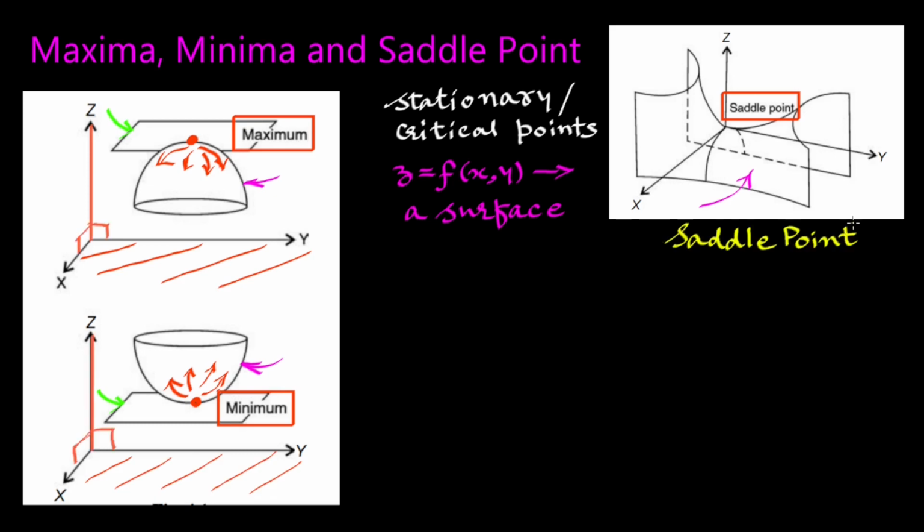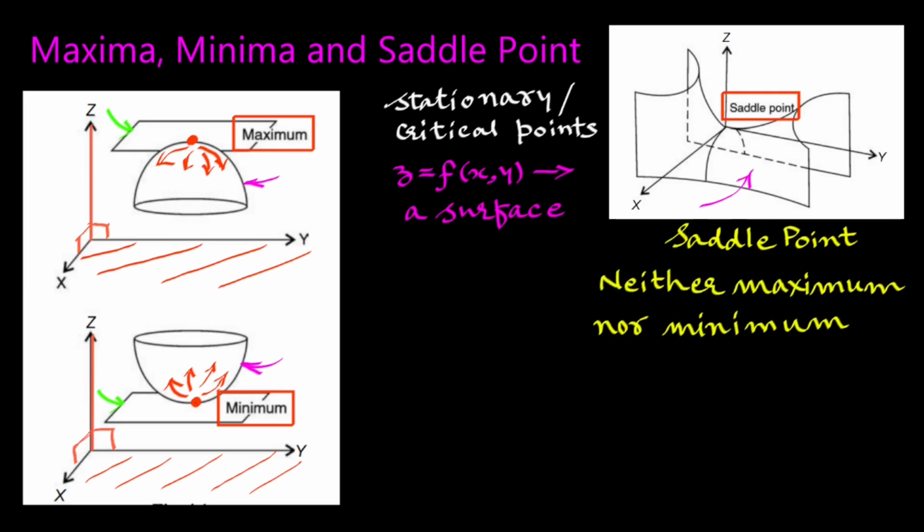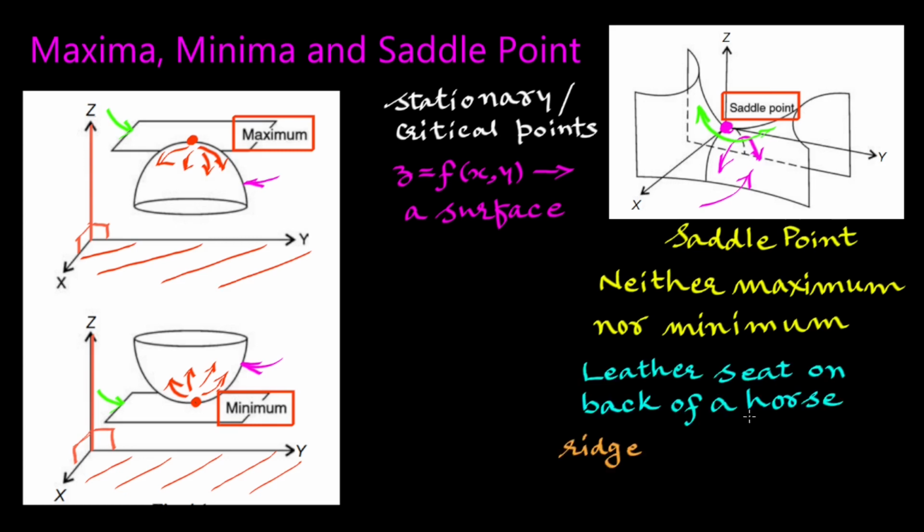Saddle point is a point where a function is neither maximum nor minimum. At such a point here, the function is maximum in one direction while minimum in another direction. Geometrically, such a surface looks like the leather seat on the back of a horse, forming a ridge rising in one direction and falling in another direction.